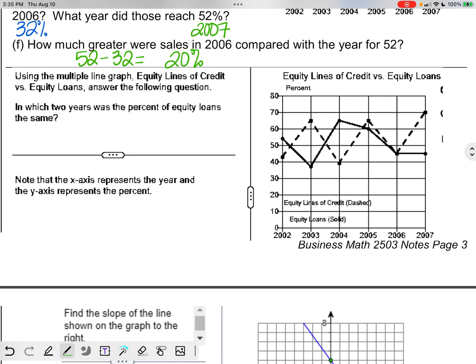Using the multiple line graph, equity lines of credit versus equity loans, answer the following question. In which 2 years was the percent of equity loans the same? So equity loans is the solid line, and when they're saying the same, it actually means constant. So you're looking for a segment that's going perfectly left to right. And we can see that right here. And that's sandwiched between the year 2006 and the year 2007.